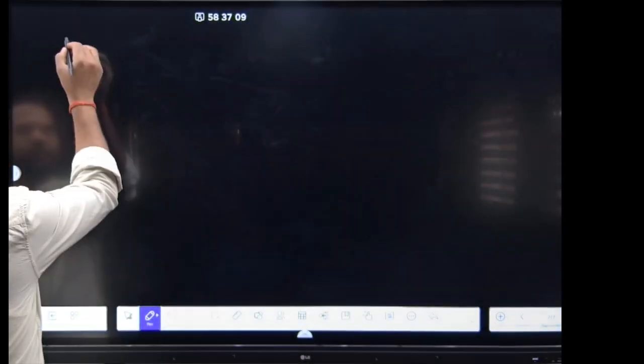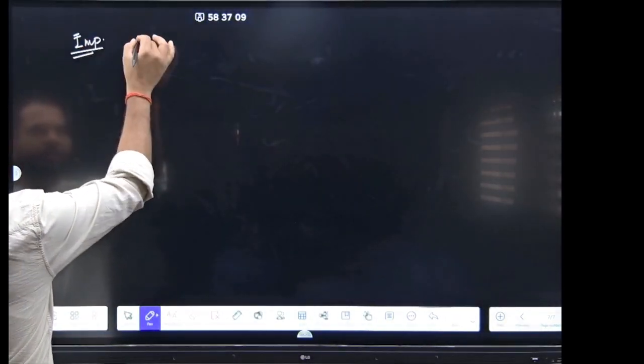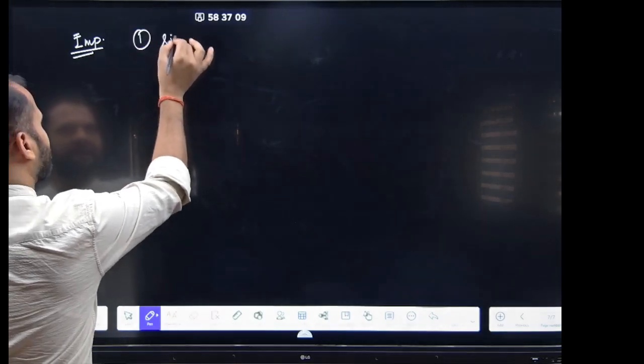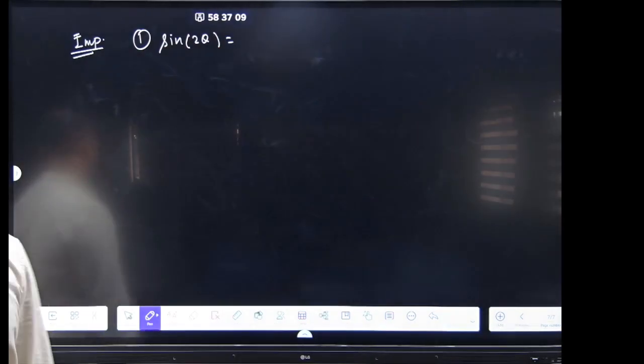Okay, fine. Now, after that you write down. Some important formulas I am writing, very important. In your exam, if anything will come, it should come from here only. Tell me the sin 2 theta value. How to do it? As of now, do you know sin 2 theta?